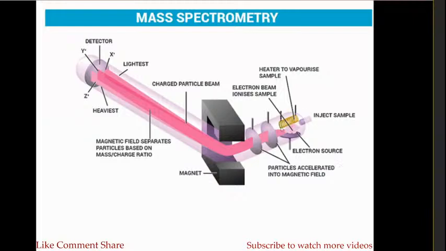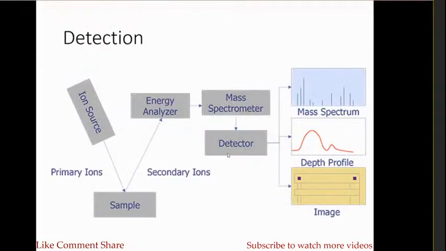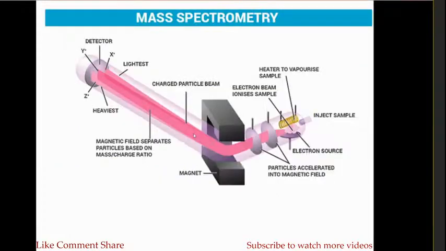Here we inject the sample. In this portion, we can inject the sample. The electron source is there. This electron beam is passed on the sample. The particles are accelerated into the magnetic field. Here, this is the magnetic field. After entering this magnetic field, it's charged with the particle beams. Okay, then the magnetic field separates them. Using this magnetic field, as this image itself shows, after reaching this magnetic field, the molecules get separated. The separated molecules move based on the weight.